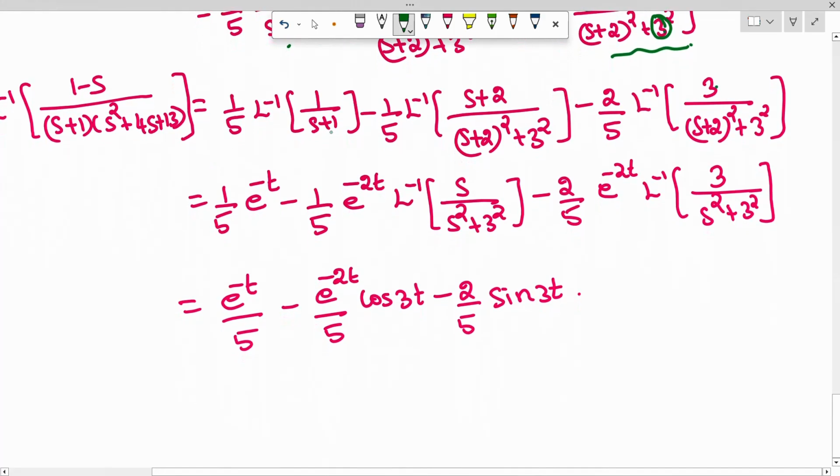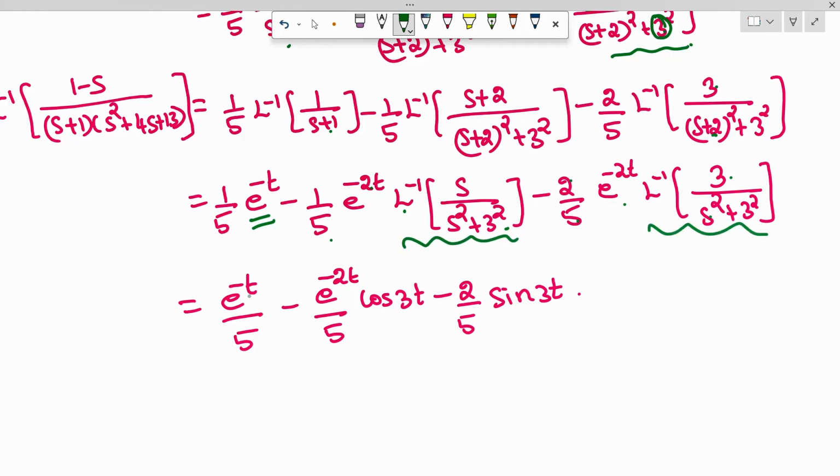Now apply the L inverse formula. L inverse of 1 by s plus 1 is nothing but e power minus t. Minus 1 by 5 into, first we have to remove this plus 2. To remove it, we write e power minus 2t into L inverse of s by s square plus 3 square, minus 2 by 5 into, removing this plus 2, e power minus 2t into L inverse of 3 by s square plus 3 square. Then we can apply the direct L inverse formula. E power minus t by 5 minus e power minus 2t by 5 into cos 3t.